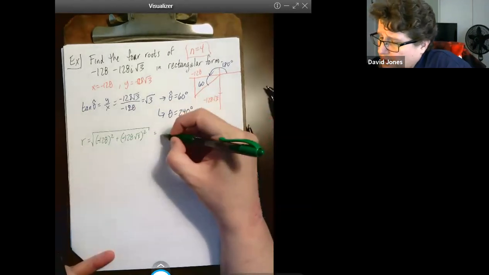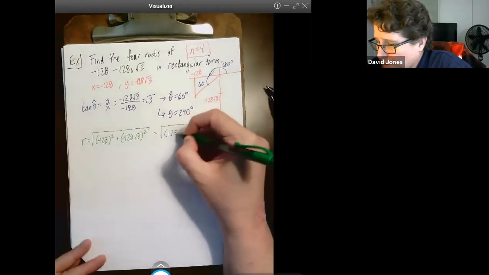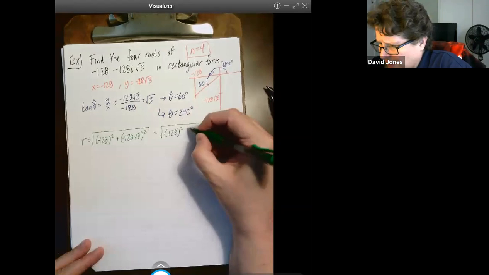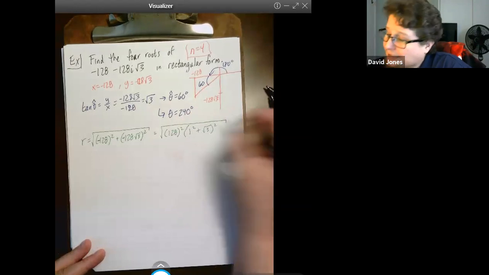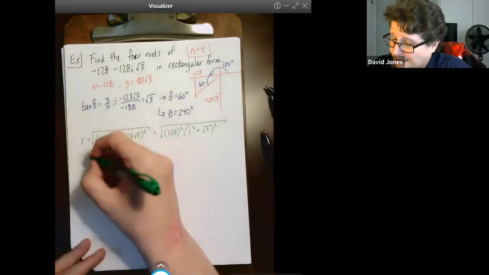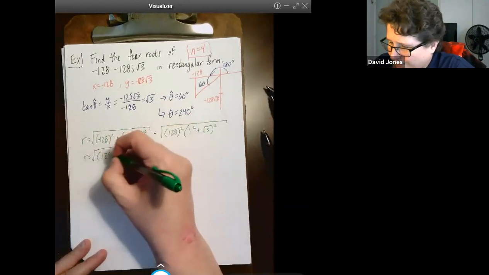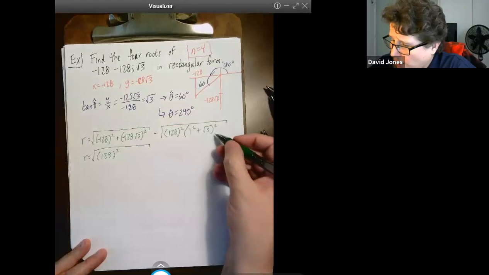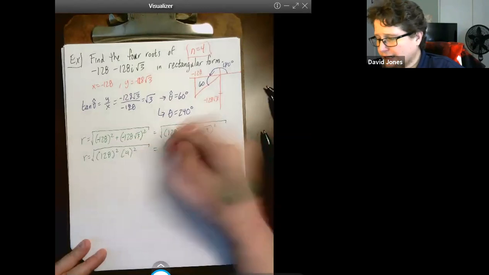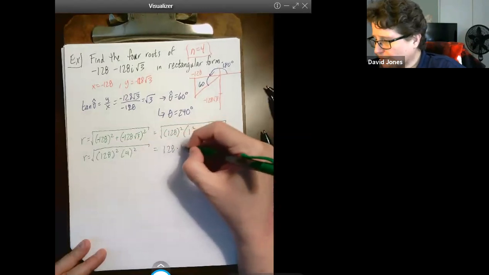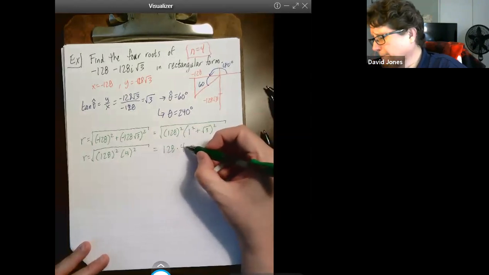And this is the square root. I'm going to be smart about this. I've got 128 squared times 1 squared plus root 3 squared. Hopefully you like this little bit of clever math. 128 squared and 4 squared, which means I can make the square root apply to each of these. I've got 128 times 4, and what is that? 512?